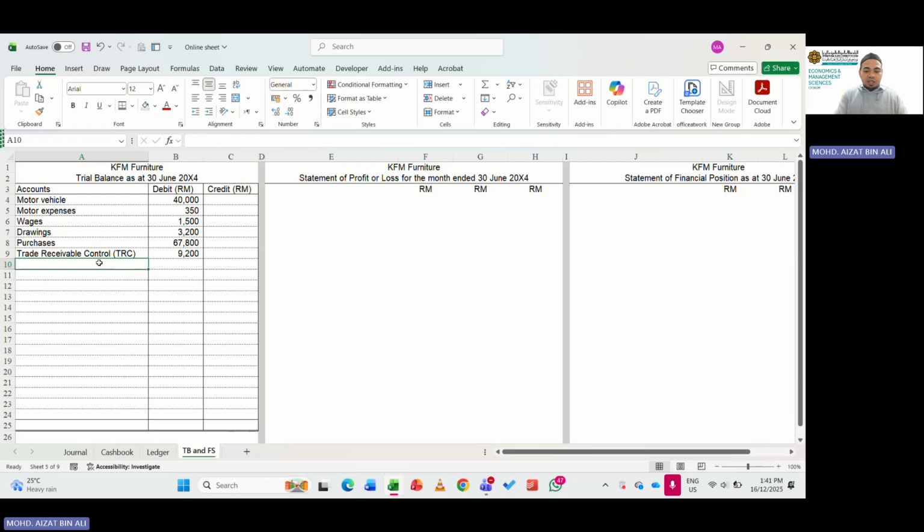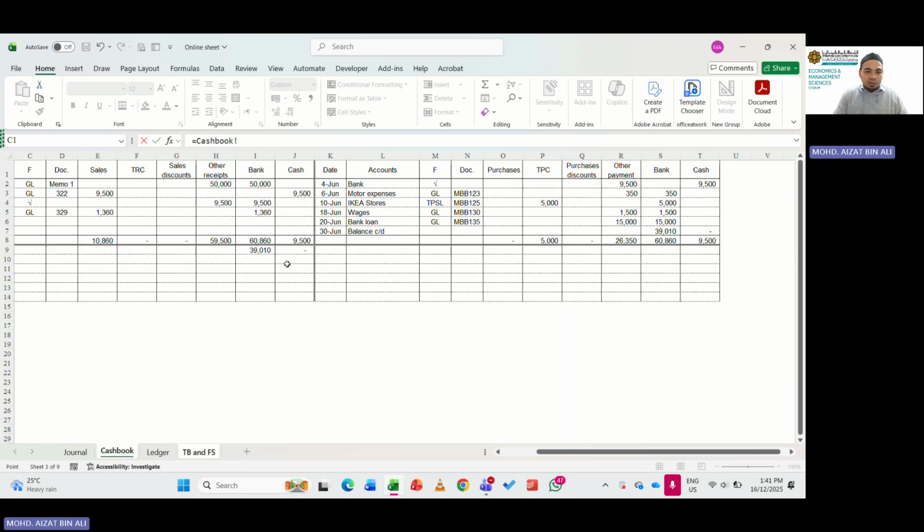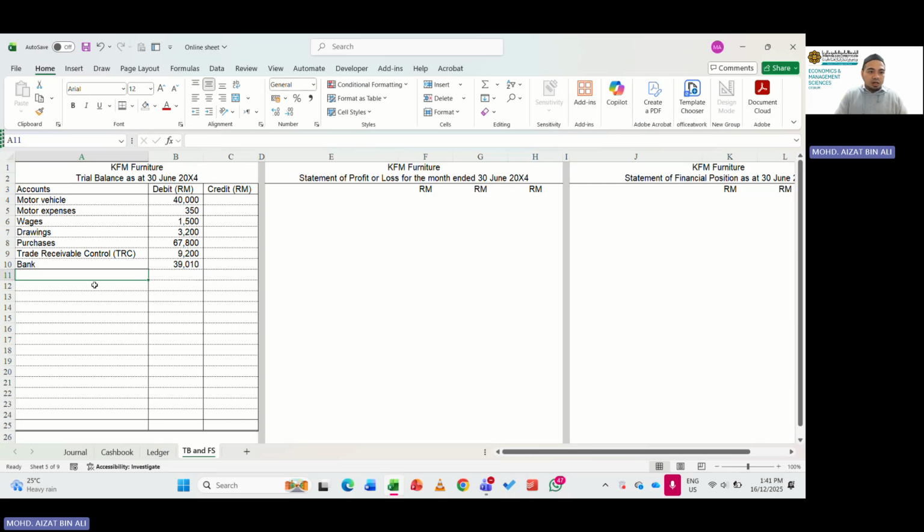Don't forget our cash and bank balances. Cash is zero, but we do have a balance in our bank account. Let's take a look at our cash book. Yeah, cash is zero, but for bank we have 39,000. So this is our bank account.